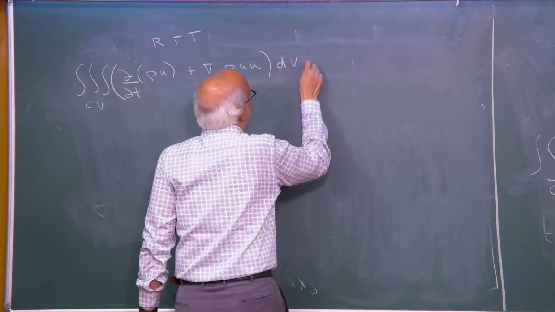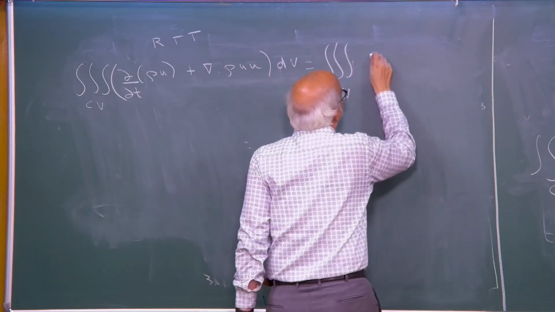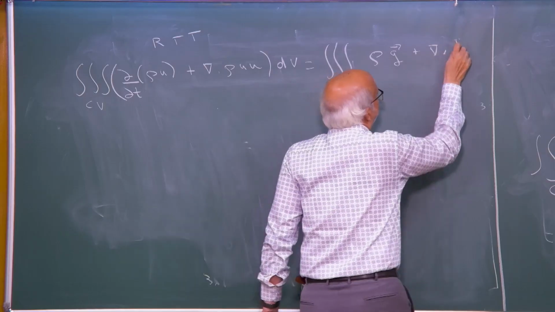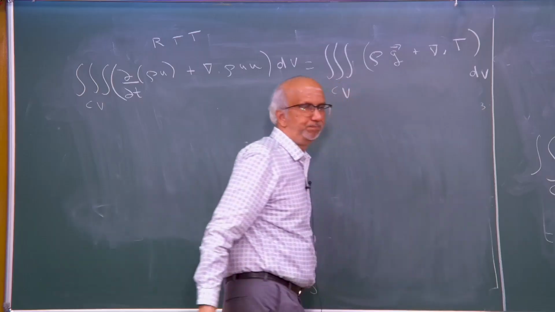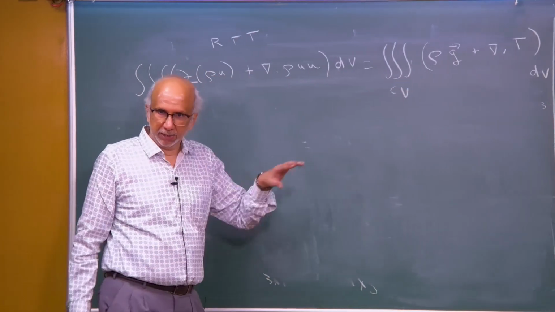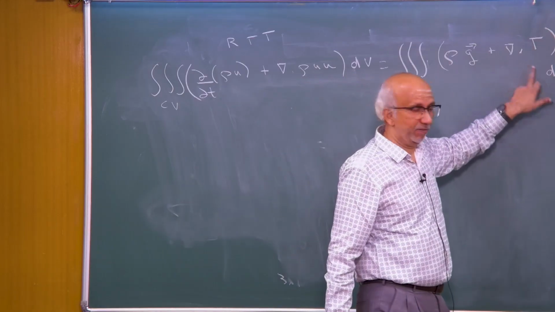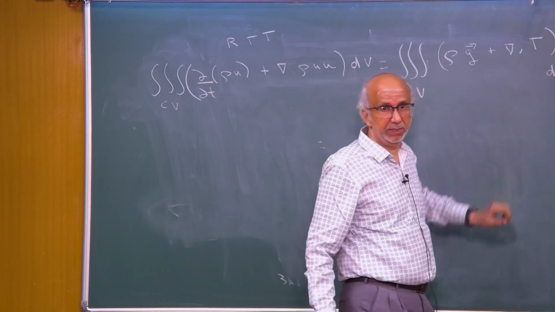dV equals the control volume integral of rho g plus divergence of T, dV. Earlier all these were volume integrals, only this was the surface integral. I have converted the surface integral to a volume integral in terms of capital T now.